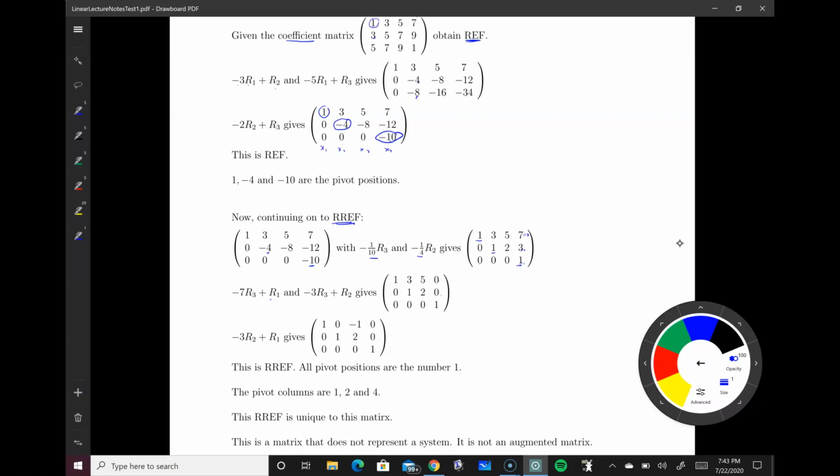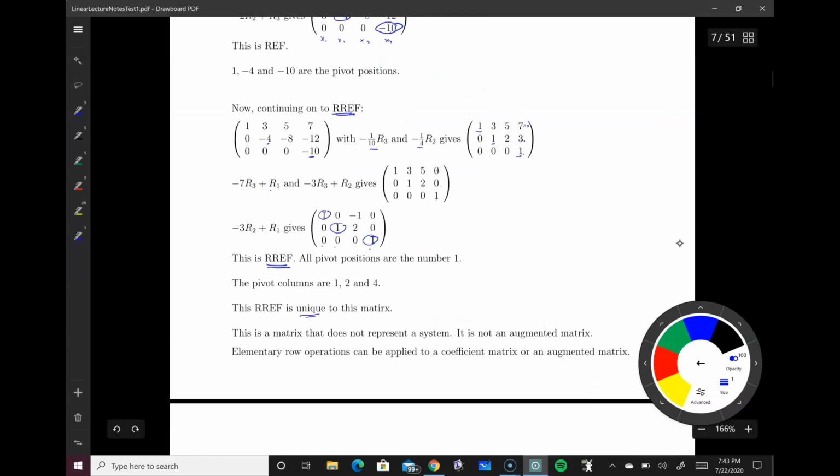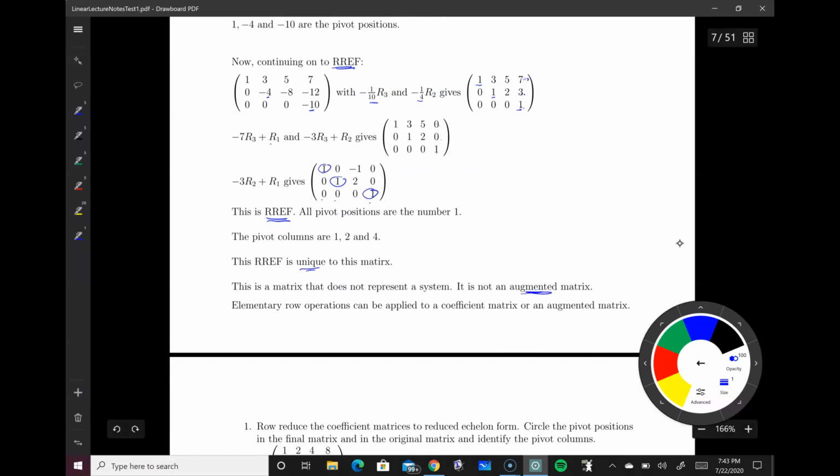So the last thing I've got was 0s above this leading one. I need a 0 above this leading one. So I multiply this by -3 and add. So I get to here. All right, so these are my pivots. And this is RREF. All my pivots are the number 1. And these are my pivot columns. Pivot columns number 1, 2, and 4 are my pivot columns. And this is unique to this matrix. This is not a system. This is not an augmented thing. This is just a matrix.